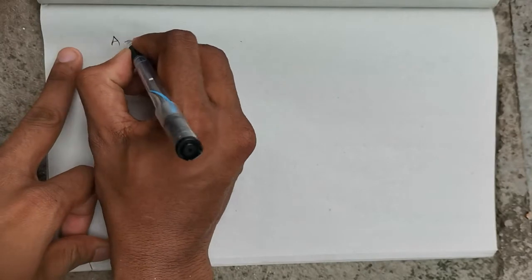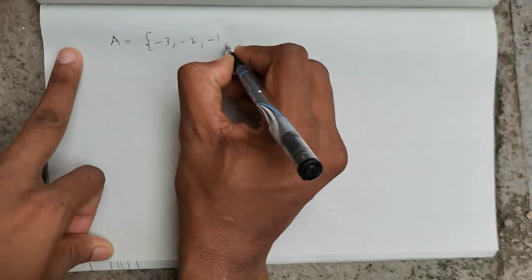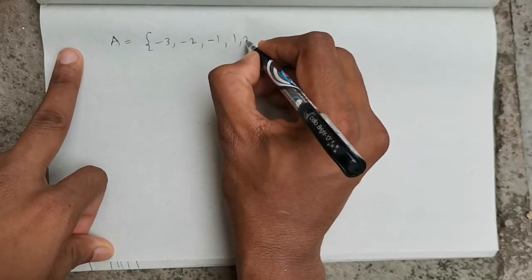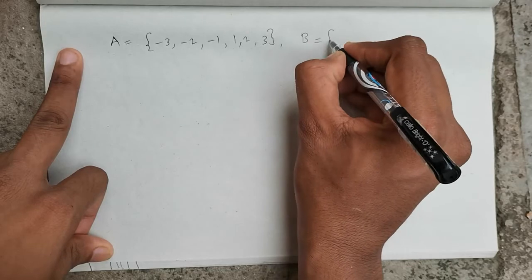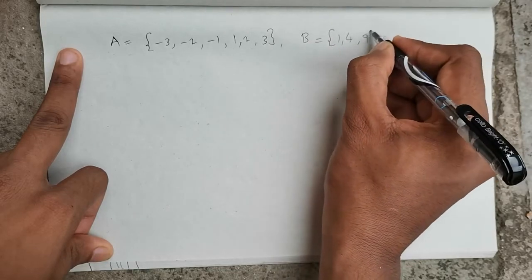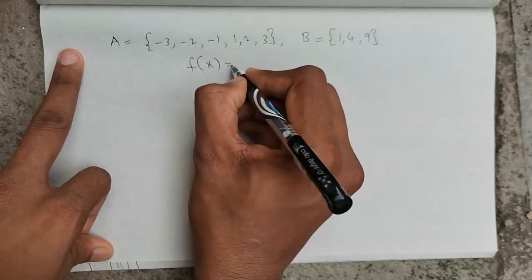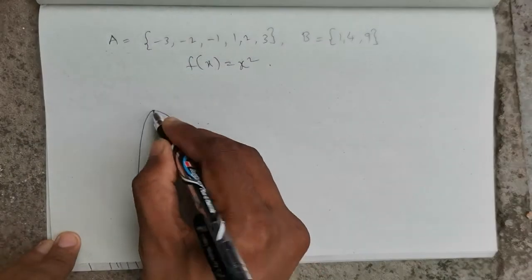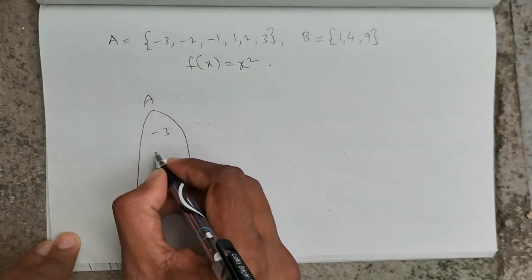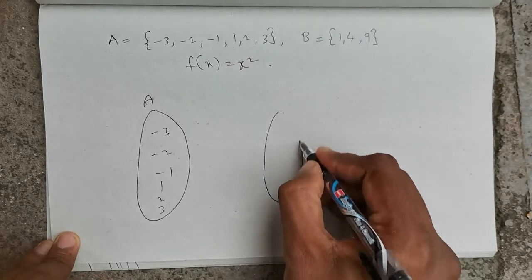Okay, next, one more example he gave. Set A is equal to -3, -2, -1, 1, 2, 3 and set B is equal to 1 comma 4 comma 9, and the function is defined as f of x is equal to x square. Let us check once. Set A I am taking -3, -2, -1, 1, 2, 3 and set B is given as 1, 4, 9.